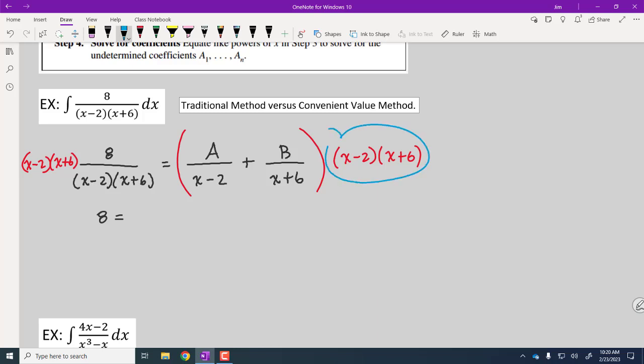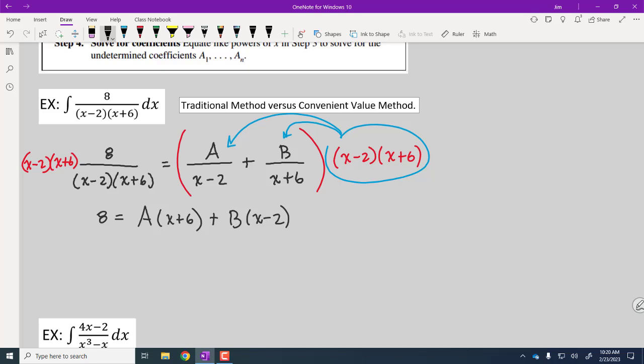This has to be multiplied by each fraction. When that quantity is multiplied by this first fraction, the x minus 2 cancels, so you're left with a times x plus 6. When you multiply by the second fraction, the x plus 6's cancel, and you're left with x minus 2. So we've got that. As you do more and more of them, a lot of times you'll be able to just write that second step right down.